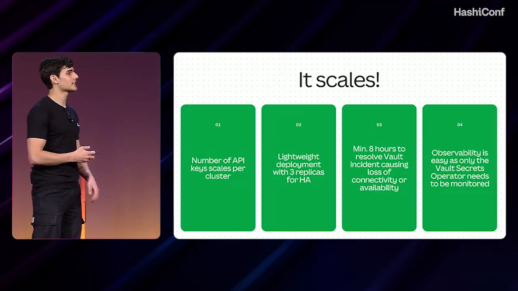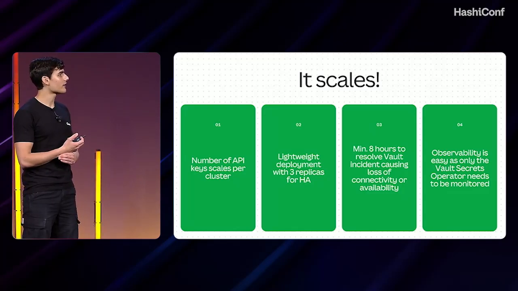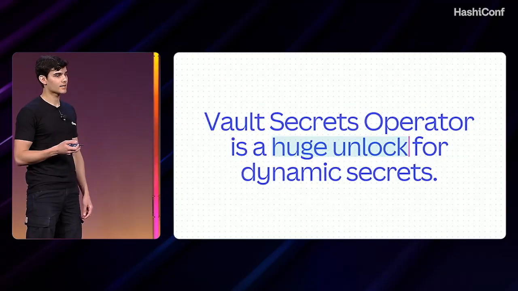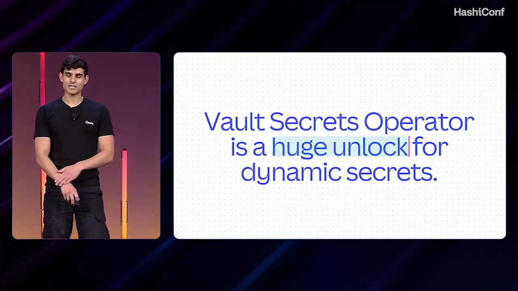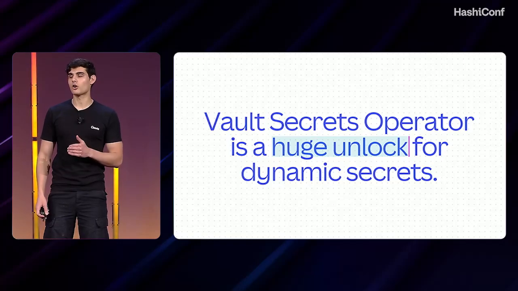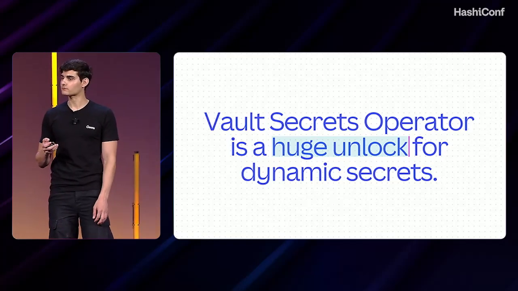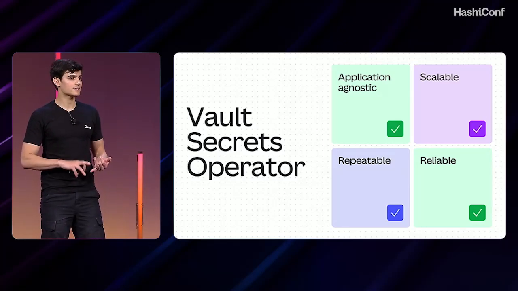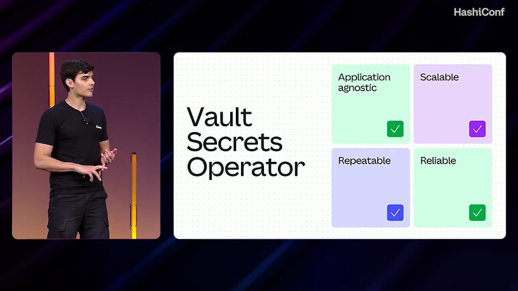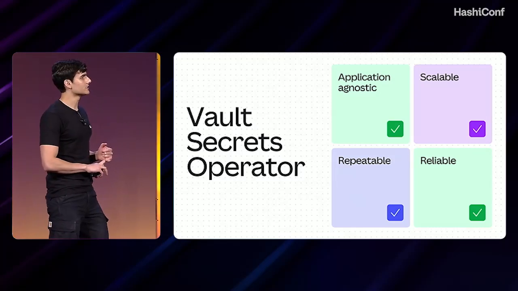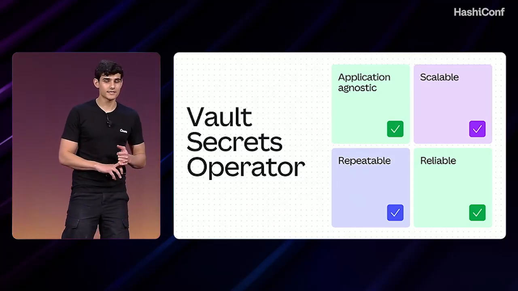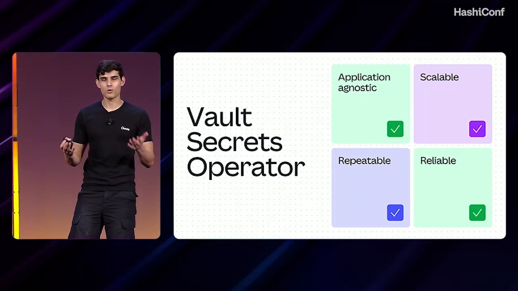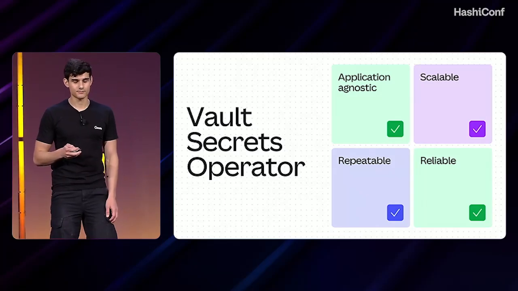And after some more testing in our lower environments, we've had this setup running in production for quite a number of months now. So what's the takeaway? Vault Secrets Operator is a huge unlock for dynamic secrets. We've found that the Vault Secrets Operator provides a repeatable, scalable, and reliable approach for migrating third-party applications on Kubernetes to use dynamic secrets. We're really glad that we adopted the Vault Secrets Operator, and it's certainly worth considering for any workloads that you have running in Kubernetes.